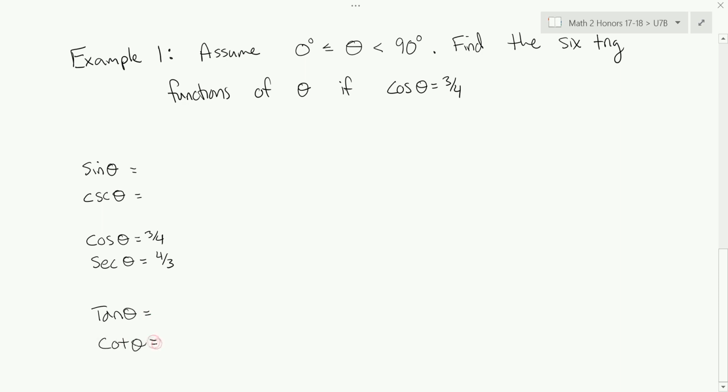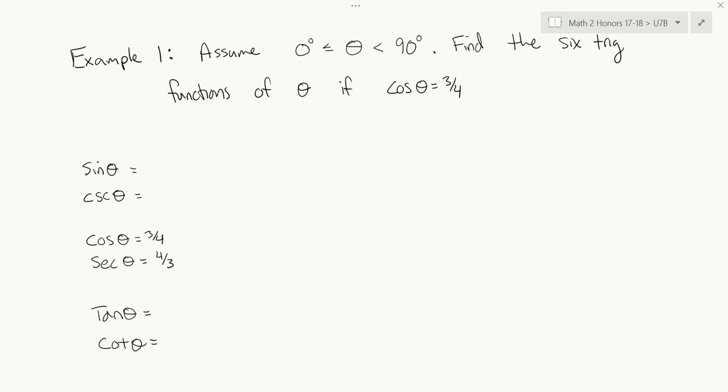Really, if we find one more thing, we can get them all. What's that one thing we need? We need the sine, because if we find the sine, the tangent is sine over cosine, and then we can just flip over our answers and we get the rest. So if we can find the sine, then we can get everything else. Cosine and sine are kind of the building blocks of all 6 trig functions.